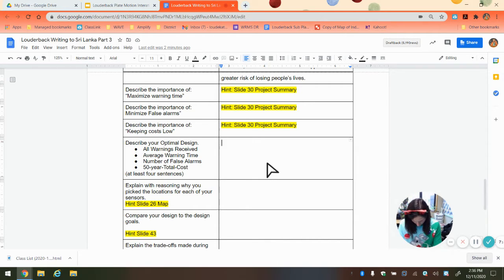So the first one is just talking about all warnings received. It's as simple as saying, I got, and then putting quotation marks, yes, on the all necessary warnings received. And this was the first little checkpoint I wanted you to work on when it came to the tsunami alert simulation. I do want you to specify that it is a computer simulation. We're not just randomly throwing sensors into the Indian Ocean to see the outcome that we get.